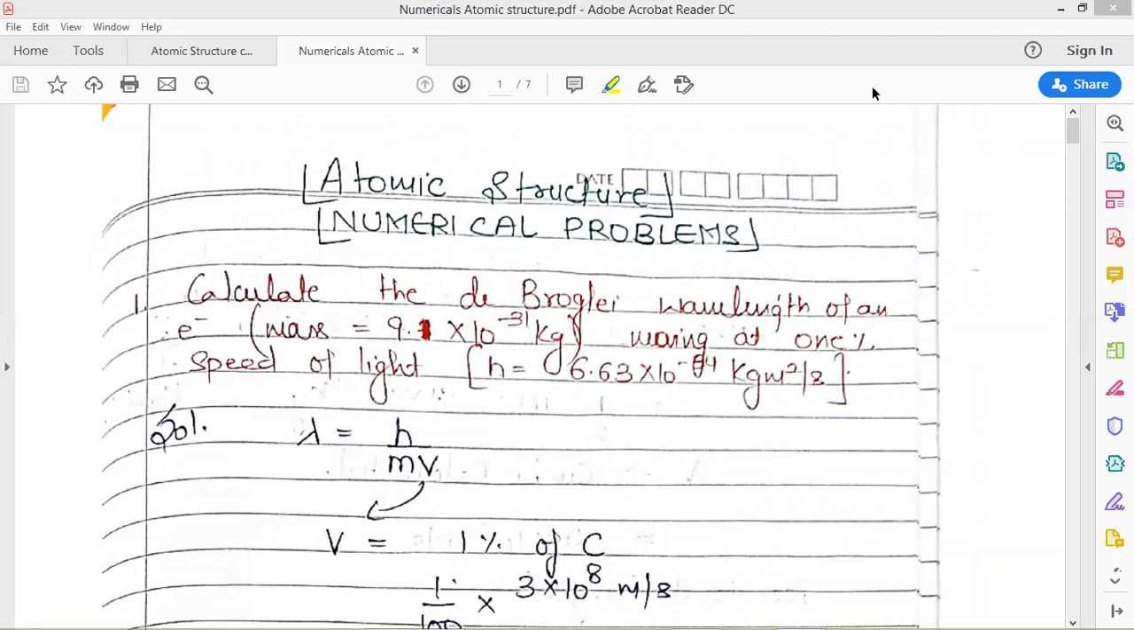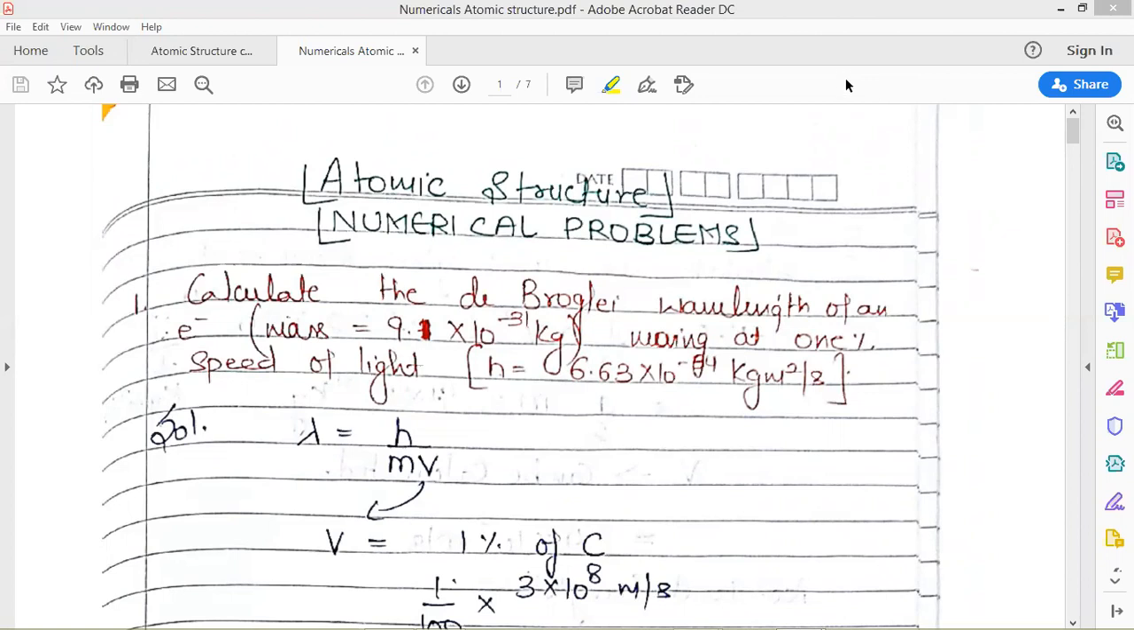In this video, we'll be discussing the important numerical problems from your first unit, that is atomic structure. These are the type of numericals which can be asked in your exams, which are important from the examination point of view as well as the competition point of view. So let's get started.